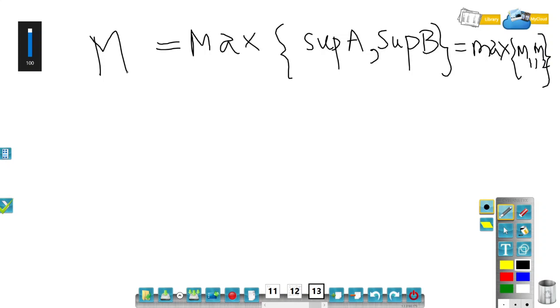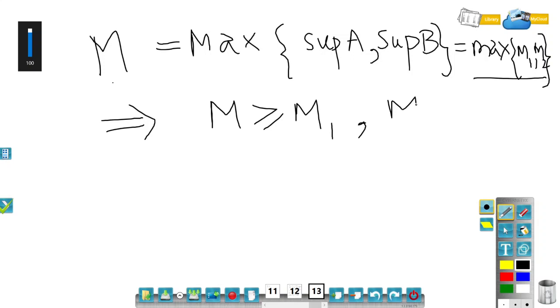If I could prove that M is equal to supremum of A union B, then the proof is done. So I'm assuming that the maximum of M1 and M2 is M, and my task is to prove that M is equal to supremum of A union B. Before writing that, when M is the maximum of M1, M2, that means M is definitely greater than or equal to M1, and M is also greater than or equal to M2. Let me call this number 1.